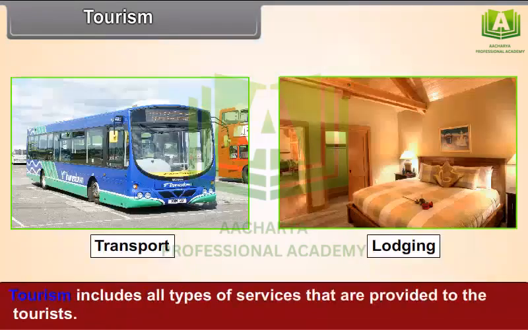Tourism includes all types of services that are provided to the tourists.